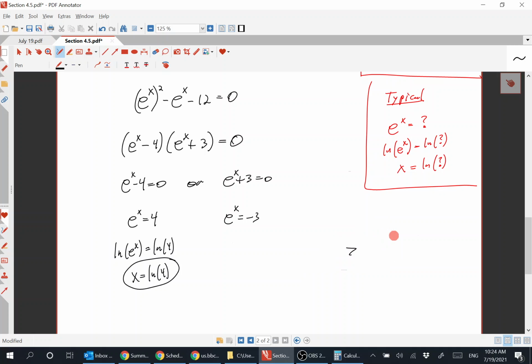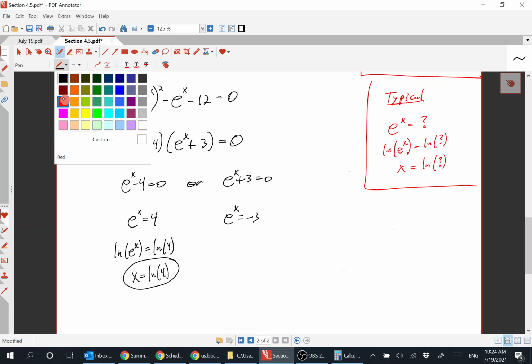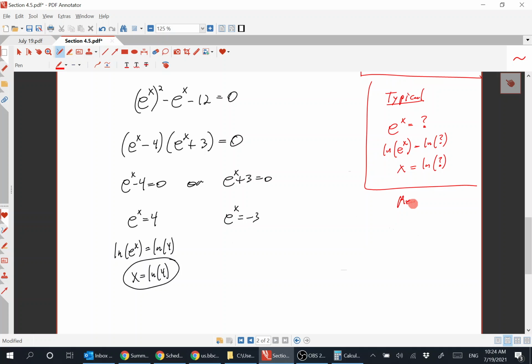All right, so put that on the side. Side note: a to the x is strictly bigger than 0. Not bigger than or equal to, strictly bigger than 0. So this one is impossible, so no solution. So x equals ln 4. That's the solution there.